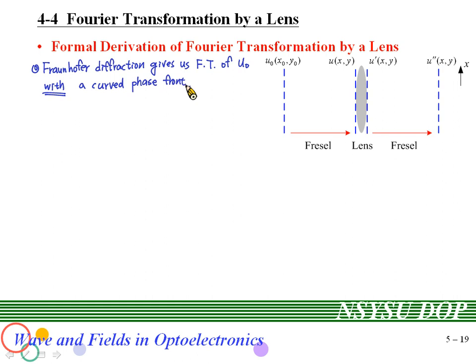And in this session, I will introduce that a lens system can also give us the Fourier transform of the initial amplitude u0, but different from the Fraunhofer diffraction. A lens system will give us the Fourier transform of u0 without a curved phase form.